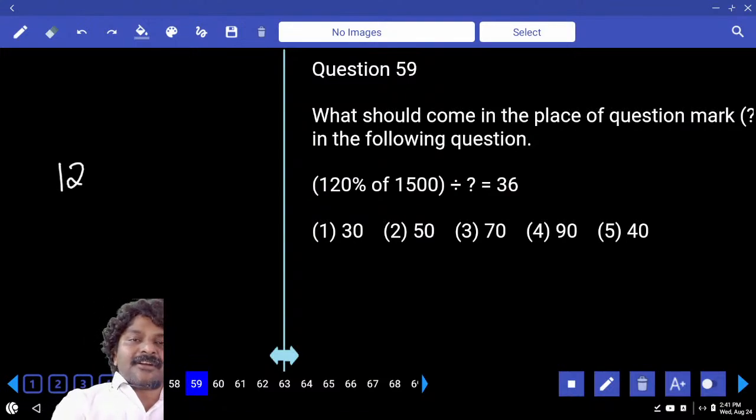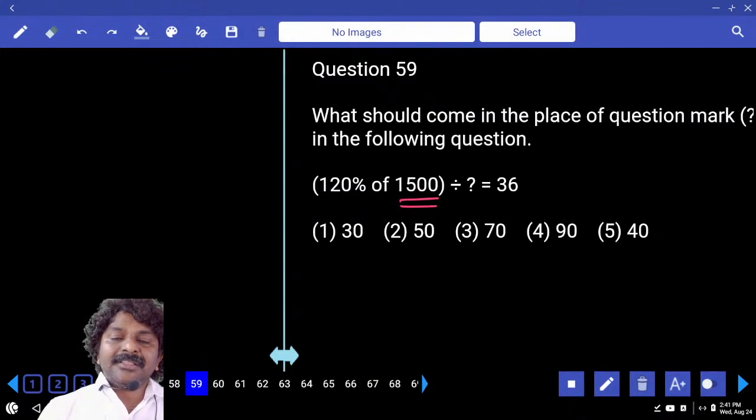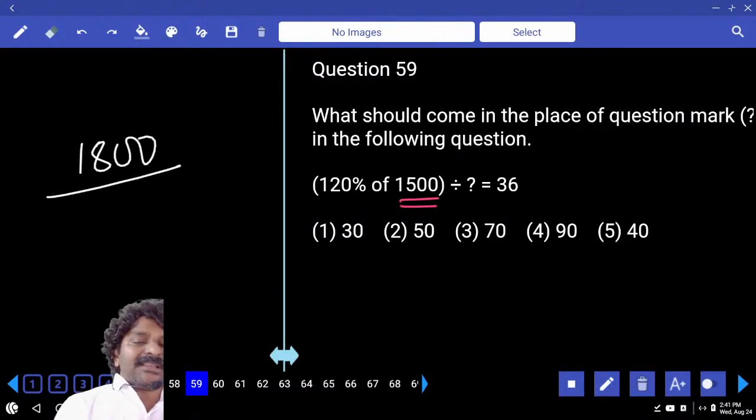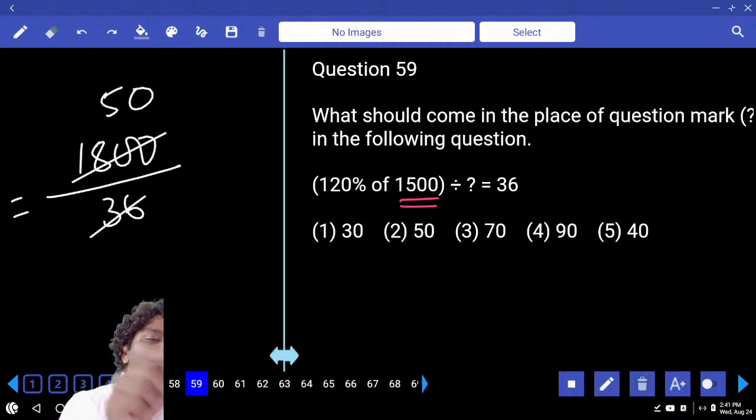120 percentage of 1500, that is adding 20% to 1500 only. 20 percentage is 300, add 300, that becomes 1800. By x is equal to 36, then x is equal to by 36, 36 5 times and 0.